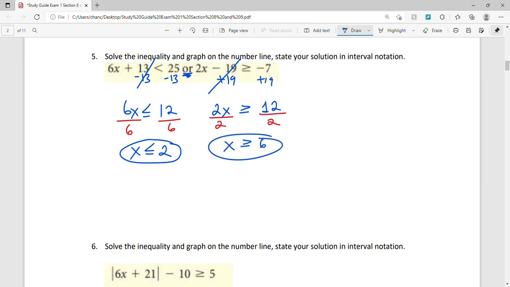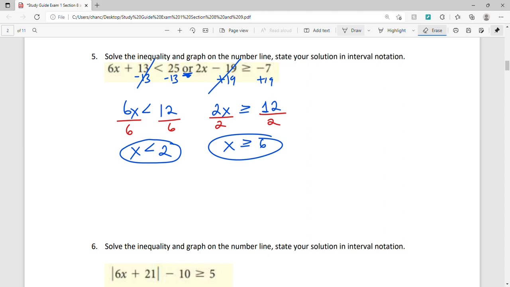Now I've realized I've made a mistake. On the left side, it was just less than, so let's fix that here. This should have been a less than symbol, and there's no equal sign. So be careful. On the left side, it should have been strictly less than 2. I accidentally used an equal sign. Now we fixed that mistake.